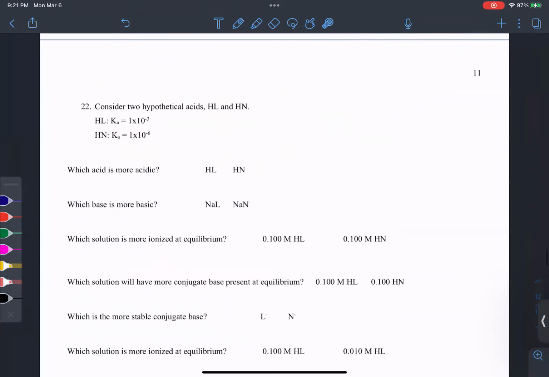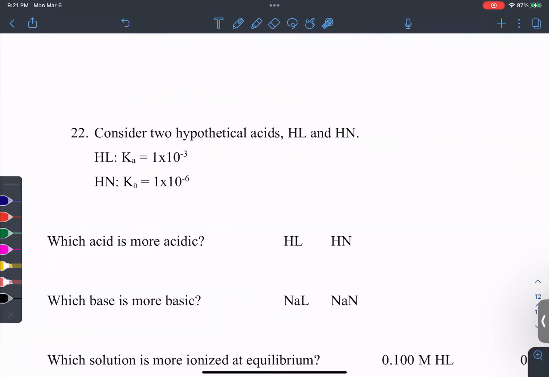Let's do this one. I like conceptual things because I don't have to do any math or think about anything. Let's consider 2 hypothetical acids, HL and HN. Why do you think I picked those letters? Yes. And those are the Ka values. Let's review these things. Which acid is more acidic, HL or HN? HL, yes. What did we look for? Acidity. We're looking at the Ka value that's bigger, yes.